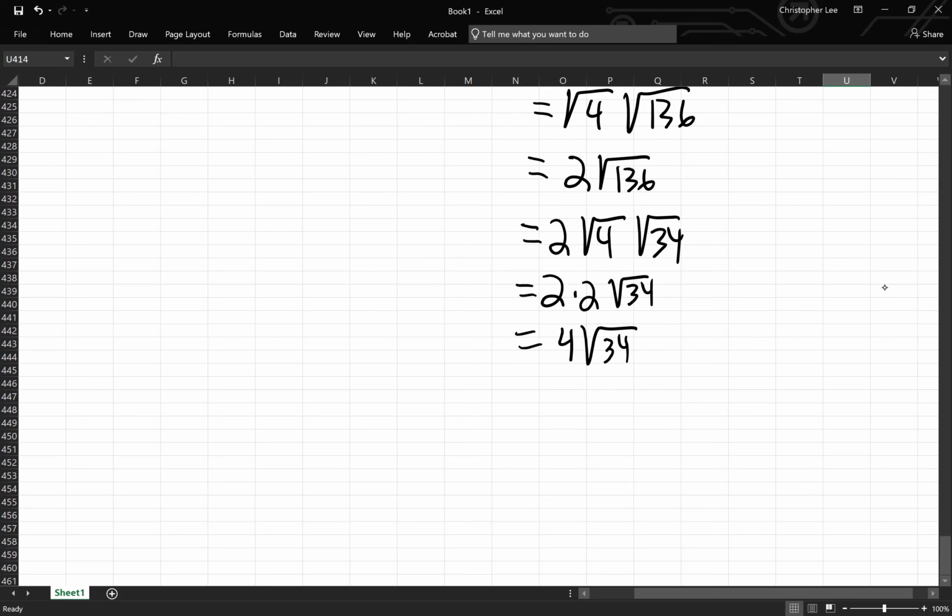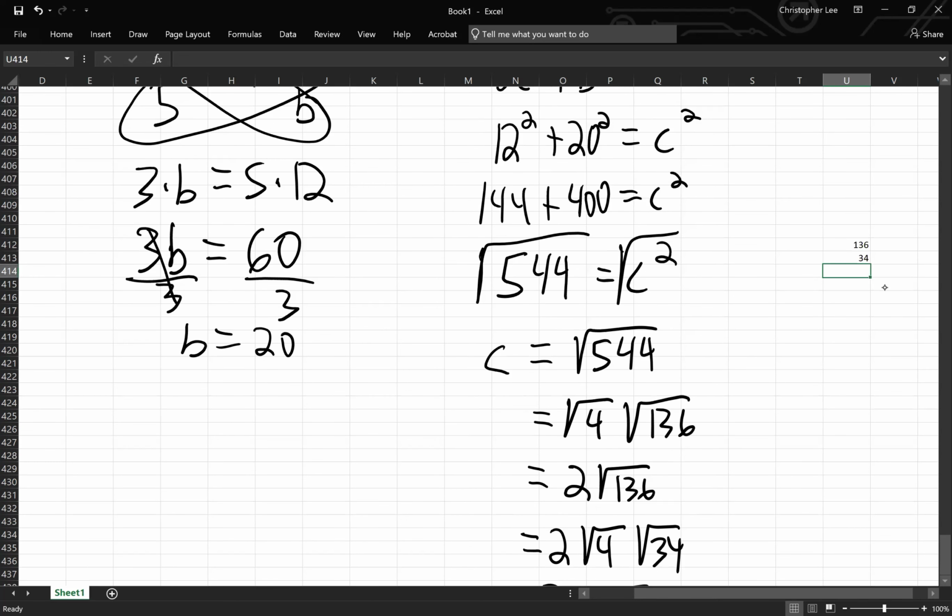Because I was given two, and I found the D, then I have the A, the B, and the C. I think 17 times 2 is 34. Yeah, 17 is prime, 2 is prime, so we're good. So 4 square root 34.